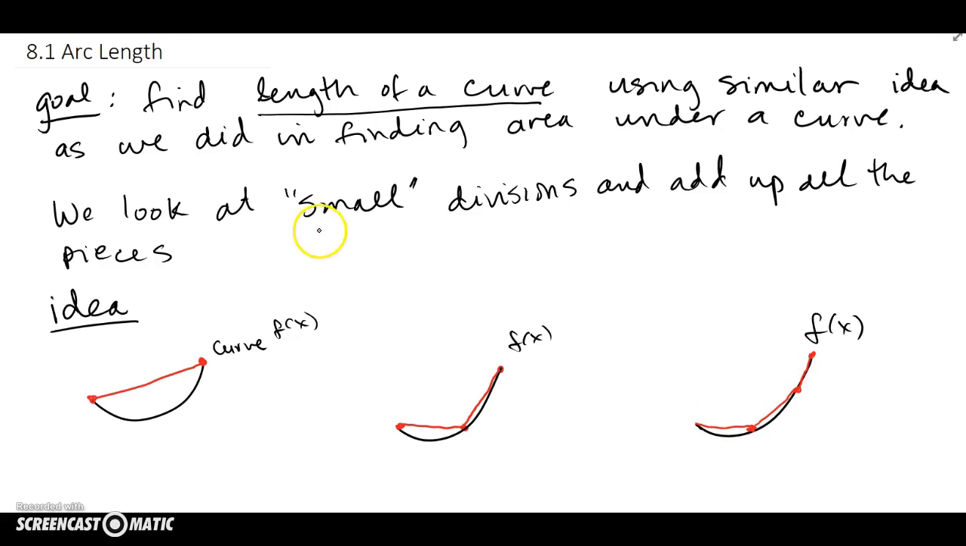So the idea is that we look at small divisions and add up all those segments to get a better approximation of how long that curve is. So, a not so great approximation of the length, doing a little better, doing even better in this case. So let's go and look at the rough idea of how we develop the length of a curve, or rather the formula for the length of a curve.